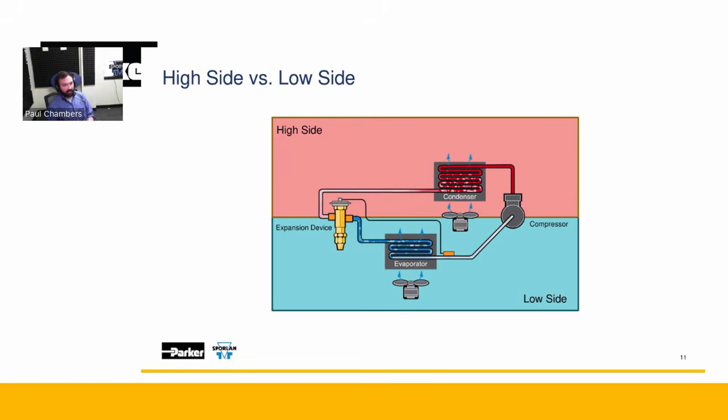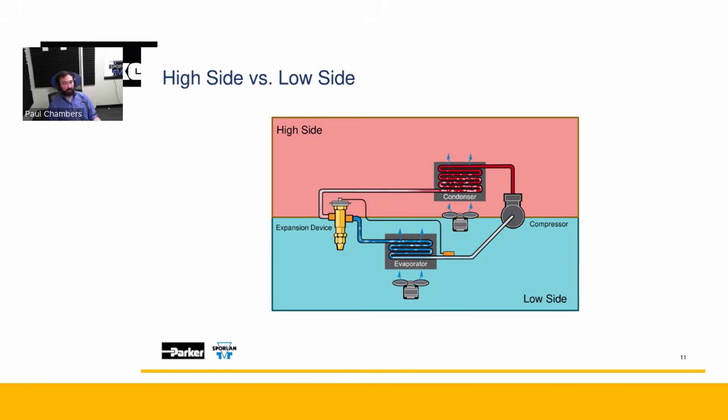Well, I've just divided this in half now. We have the high side and the low side. And we can see that the compressor, which we said compresses the refrigerant and raises the pressure, is right on the border of the high and low. The expansion device is right on the border of the high and low side of the system, because the expansion device is a pressure restriction.